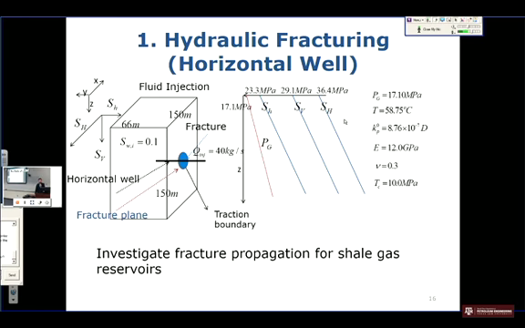We have the following initial total stress conditions: S capital H, S v, and S small h, which indicate the maximum horizontal, vertical, and minimum horizontal total stress. Young's modulus is 20 gigapascal, Poisson's ratio is 0.3, and tensile strength is 10 megapascal. Then we will investigate the fracture propagation for shale gas reservoirs.